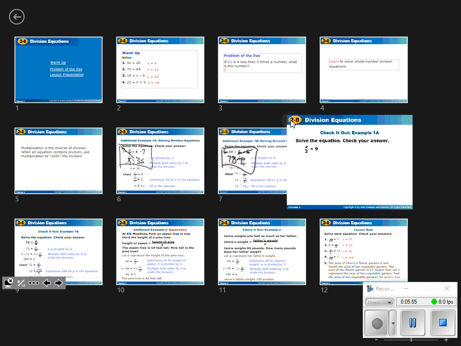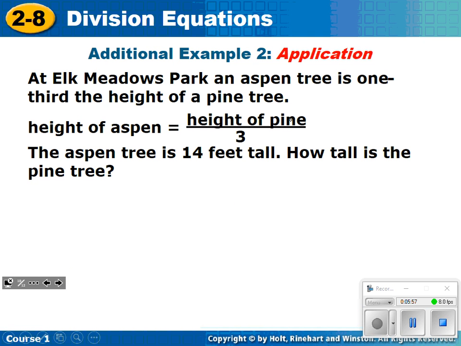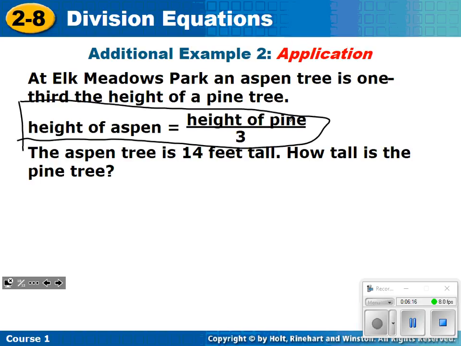We're also going to have some word problems. Looks like that. At Elk Meadows Park. Sounds beautiful, doesn't it? At Elk Meadows Park, an aspen tree is 1/3 the height of a pine tree. And then it gives us an expression. Height of the aspen equals height of the pine divided by 3.